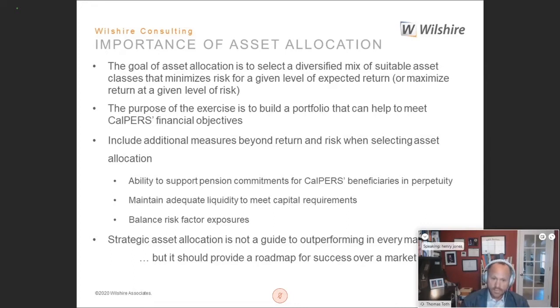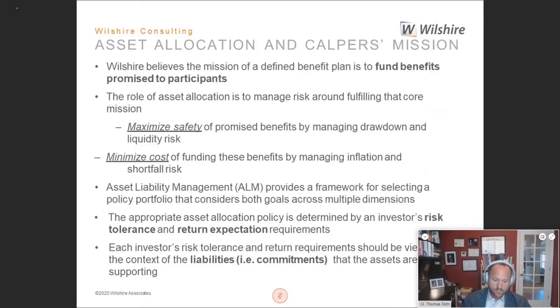On slide 3, we want to just expressly state that there's a trade-off between maximizing the safety of those promised benefits while minimizing the cost of funding those benefits. And ideally, the ALM process should strive to balance that trade-off and look for asset allocations that can improve benefit safety and reduce cost to the extent possible.